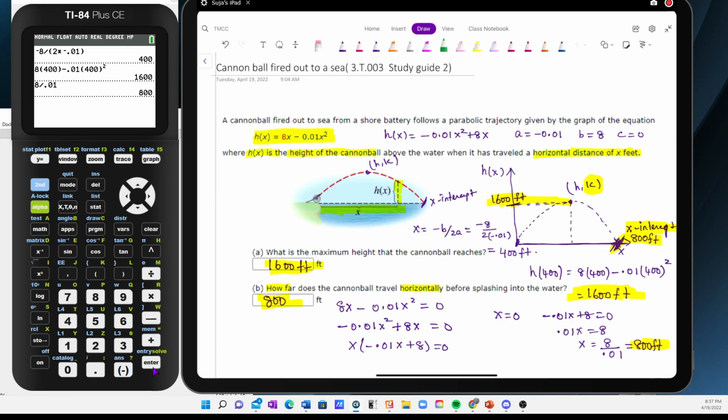So this is the answer for A, and that is the answer for B.